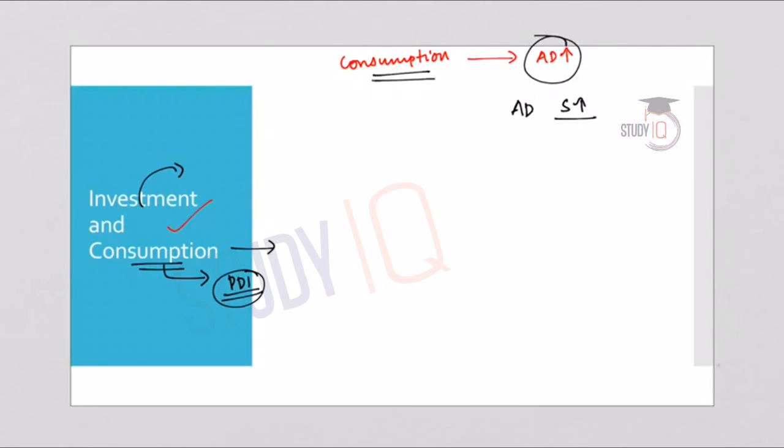That means production increases, output increases, and therefore GDP increases. So here the GDP increase is due to an increase in consumption rather than investment. This is called consumption driven growth, and these proposals of the government can lead to consumption driven growth.